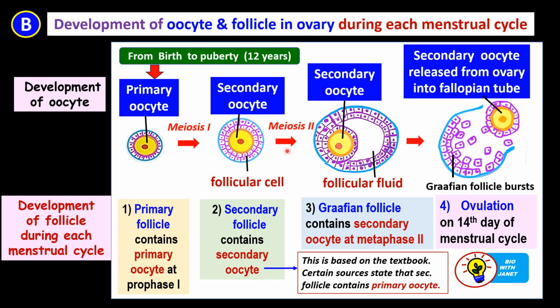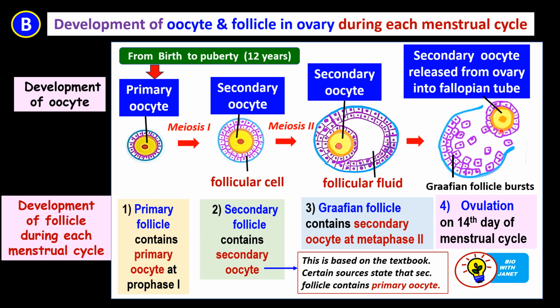So as the secondary oocyte undergoes meiosis 2 and stops at the stage of metaphase 2, the secondary follicle is developing and growing bigger and becomes the Graafian follicle. The Graafian follicle contains the secondary oocyte at metaphase 2 stage of meiosis. Then after a few days, there is ovulation.